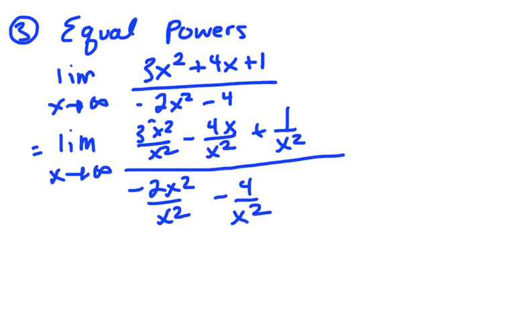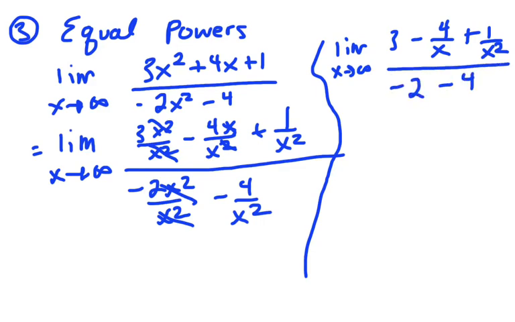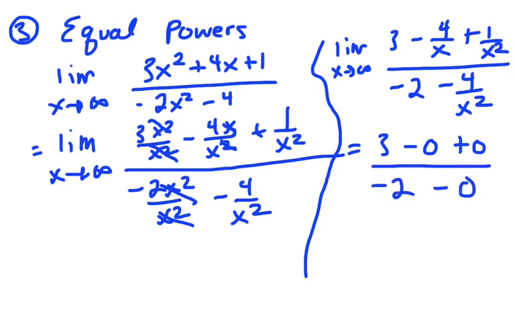What I notice here is my x squareds cancel. These x squareds cancel. Nothing cancels there. So I'm left with the limit as x goes to infinity of 3 minus 4 over x plus 1 over x squared, divided by negative 1 minus 4 over x squared. And then, last but not least, we evaluate: I'm left with 3 minus 0 plus 0 all over negative 1 minus 0. So the zeros are irrelevant. I'm left with negative 3.